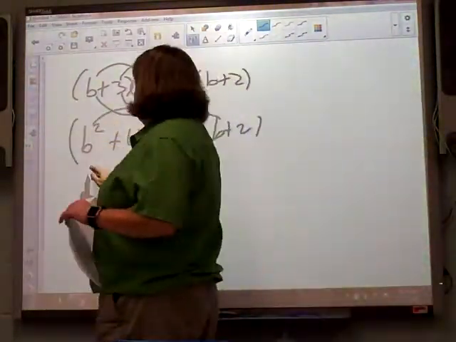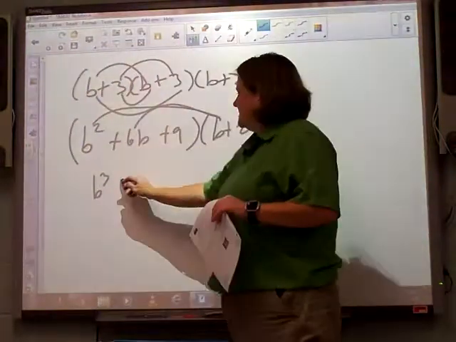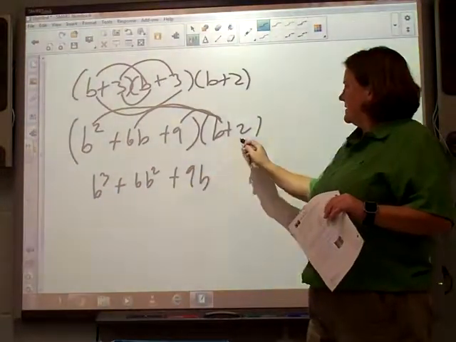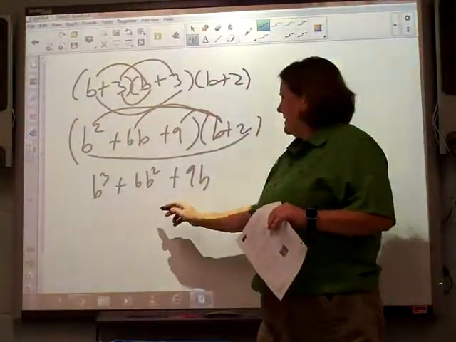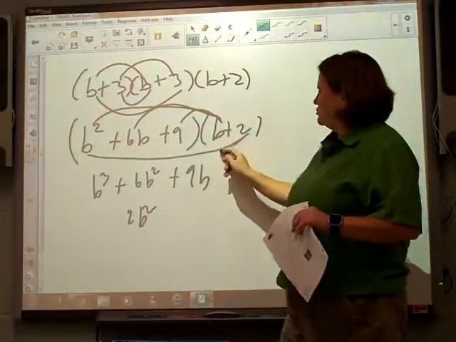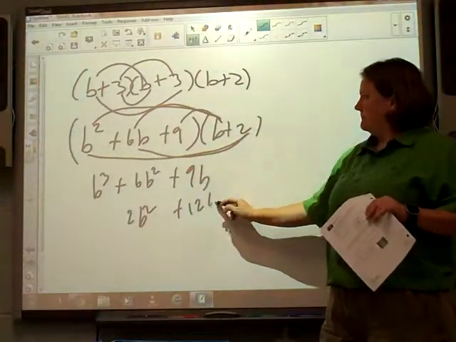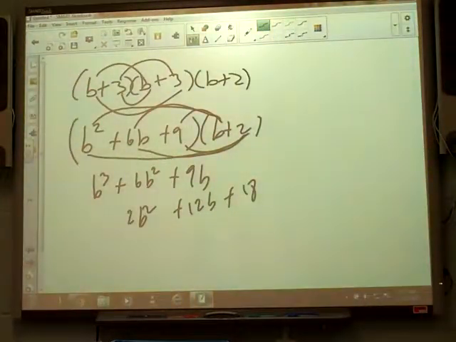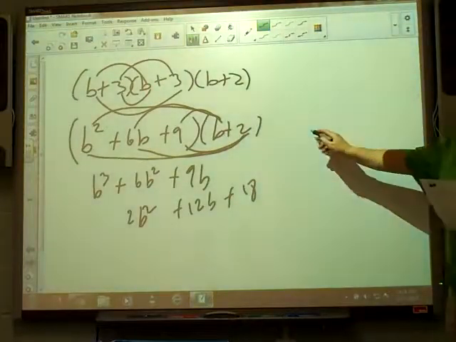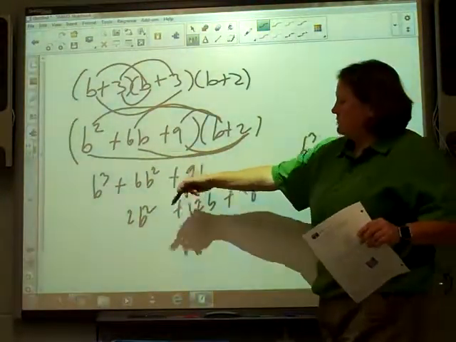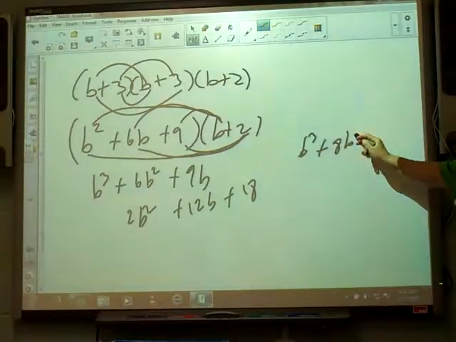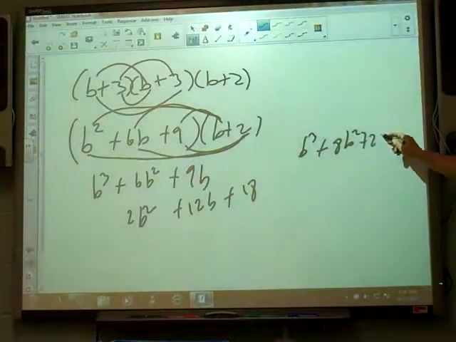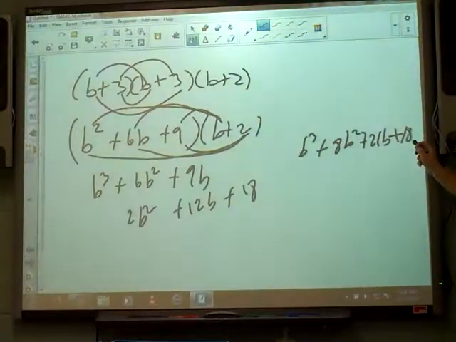So it's B cubed, 6B squared, 9B, take the 2 now, 2B squared, 12B, and 18. So you got 2 pairs of like terms there to combine. That'll get us a B cubed, 6B squared and 2B squared is 8B squared, 9B and 12B is 21B, and then your 18.